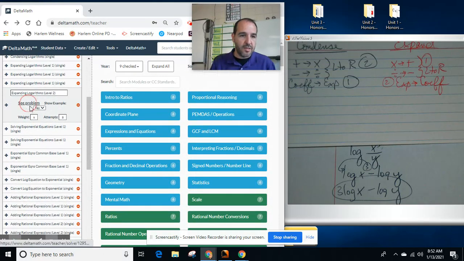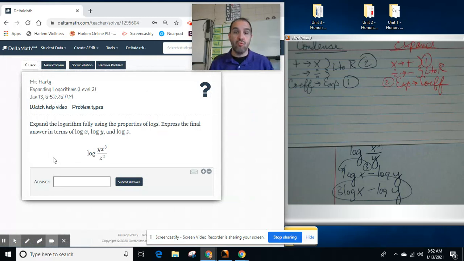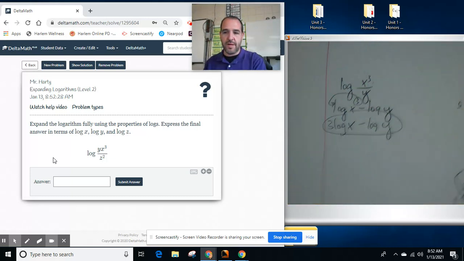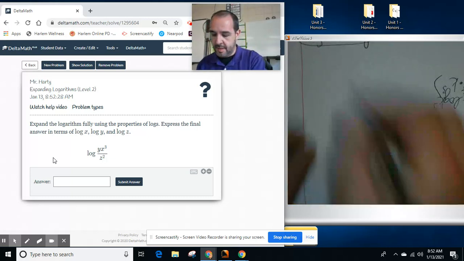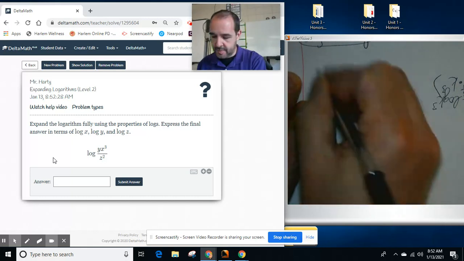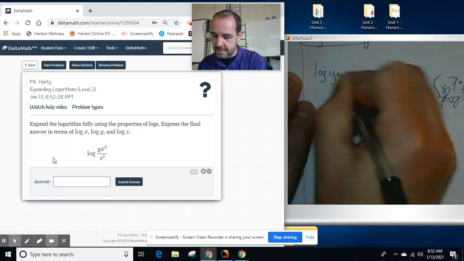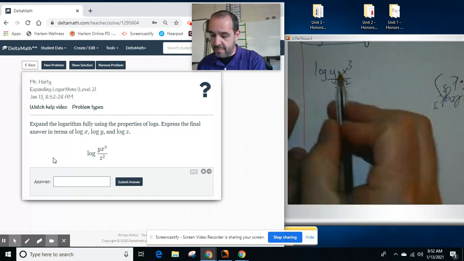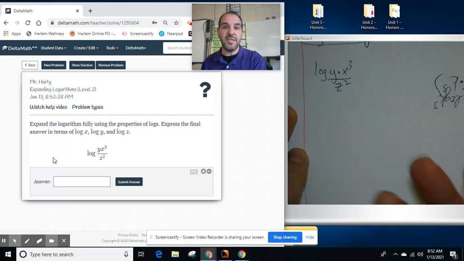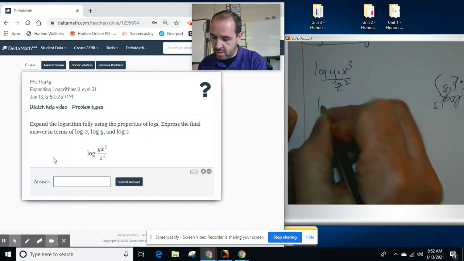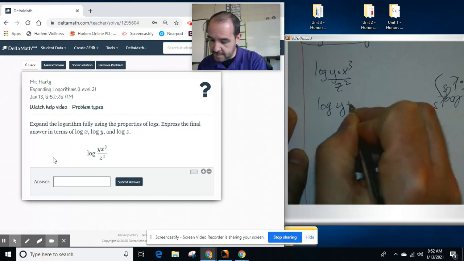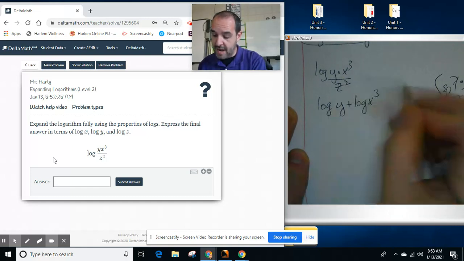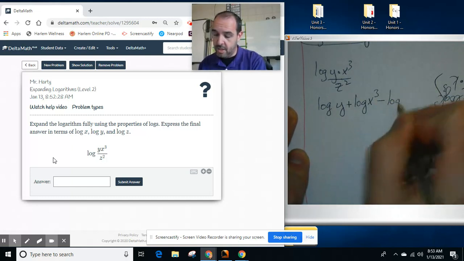Okay, expanding logs. Ooh, bigger one. Okay. I'm going to take away the note card for a bit. I want us to have some room to work with here. So let's see. What do we got here? So we got log of y times x to the third over z squared. Okay, now we got to do all the things. We got multiply and divide. So just do the one that you see first. So log y plus log x to the third minus log z squared.